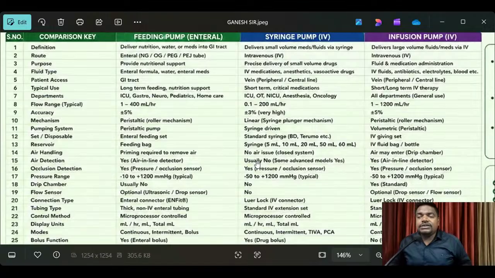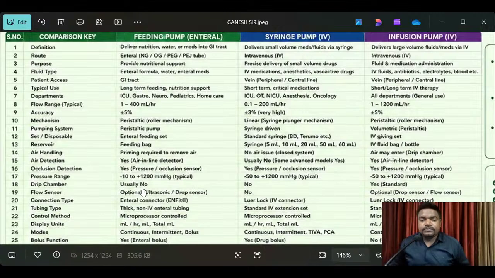Next, the syringe pump: what will it detect? Usually no, only some advanced models. Here the air-in-line detector is not available, but some advanced sensors, like plunger sensors, will detect problems, because sometimes the syringe is not installed properly, or there is a syringe issue and it is not infusing anything. Every point is completely different when compared between the feeding pump and the infusion pump.